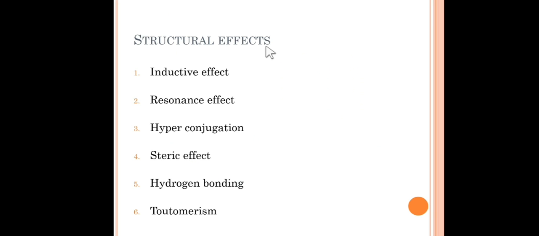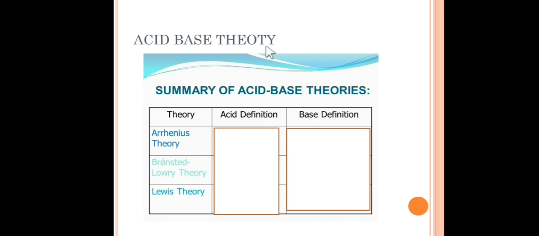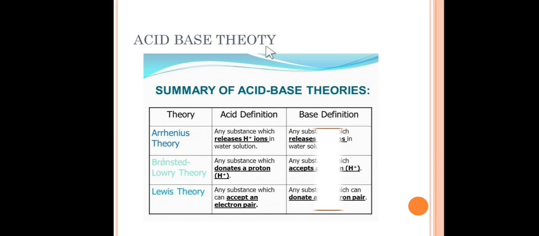Today we are going to start with a new topic, that is basicity. As we know, 3 scientists worked hard and explained to us the concept of acids and bases. These 3 scientists are Arrhenius, Bronsted-Lowry and Lewis. In my previous lectures we discussed the definitions of acids, so let's discuss the definitions of bases in this lecture.